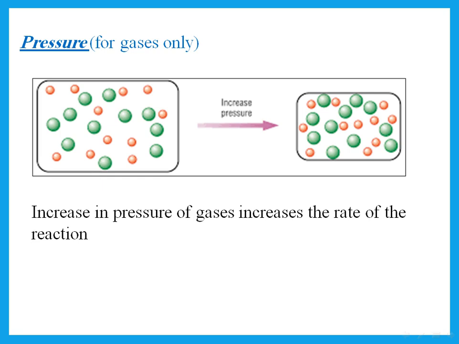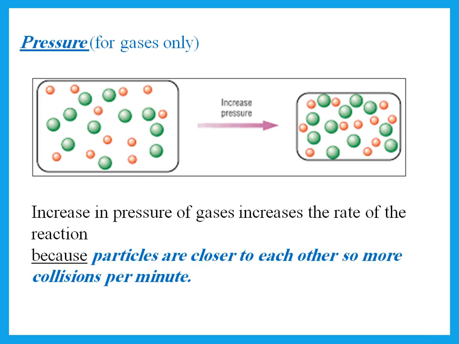Another factor that we can change is pressure, but remember that you talk about pressure only if we're talking about gases. If we don't have gases, then this cannot apply. You have to remember that if we're talking about rates of reaction, increasing the pressure always increases the rate of the reaction. When we increase the pressure, that means that we're pressing the particles closer to each other, so there is more chance of collisions, so more collisions per minute.